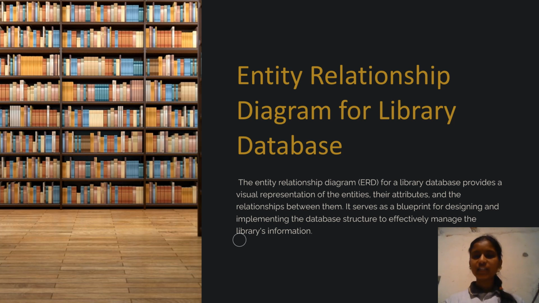This ER diagram for any database provides a visual representation of the entities and attributes, and it involves the relationship between them. Entities are the things about which specific information needs to be known, and the attributes describe the entities. So the ER diagram gives the relationship between entity and attribute. It serves as a blueprint for designing and implementing the database structure to efficiently manage the library's information.